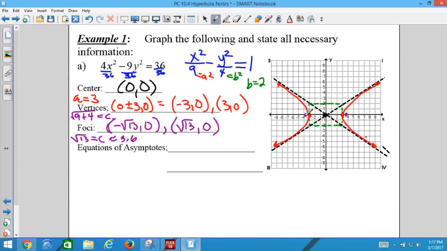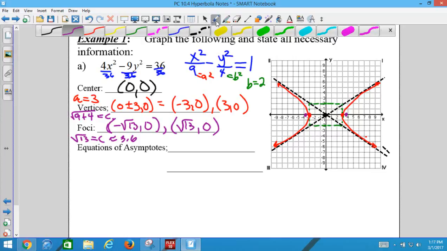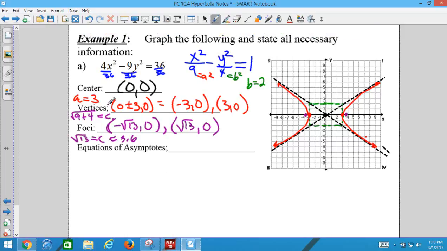Now the last thing we're going to do is we're going to find the equation of the asymptote. So we're going to use point-slope form. The point that we will use is the center, but we need the slope.